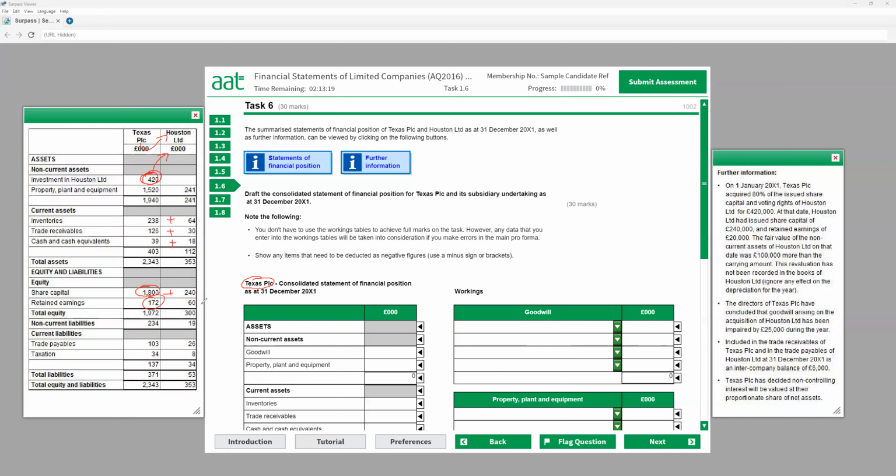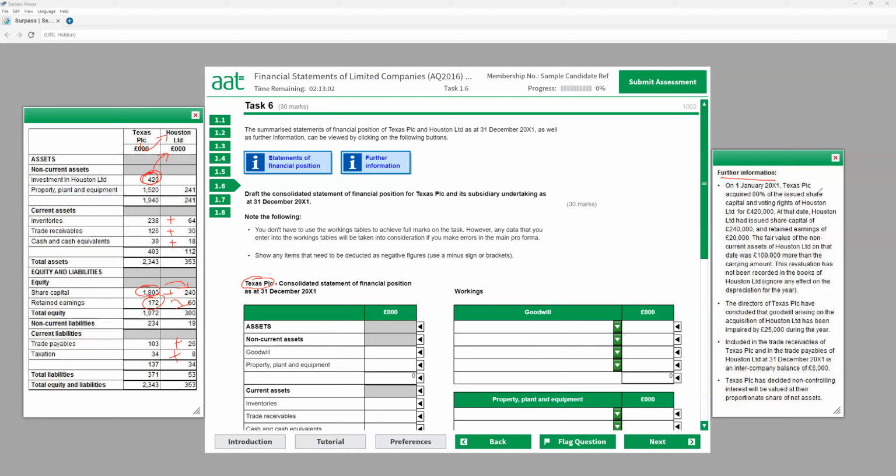We cannot take both. We're not going to add it. Only how much we own from here we'll take, and how much we own from the retained earnings we take. Other than that, everything we just need to add. Simple as this. Okay, let's read our additional information what we have here.